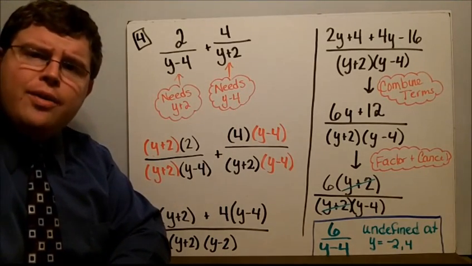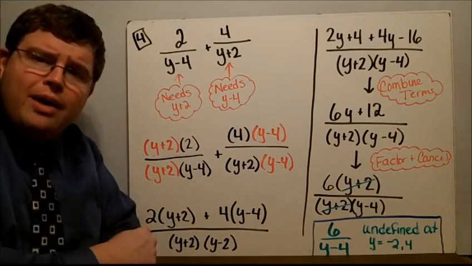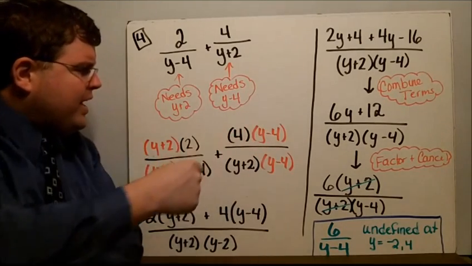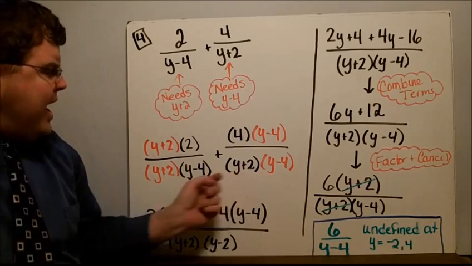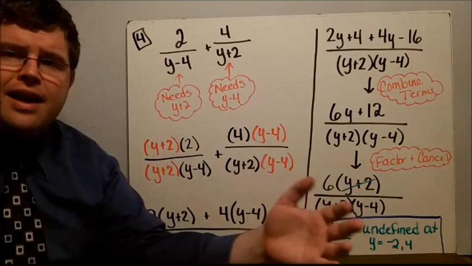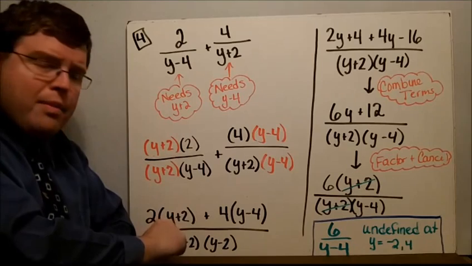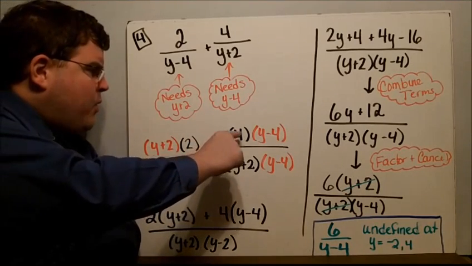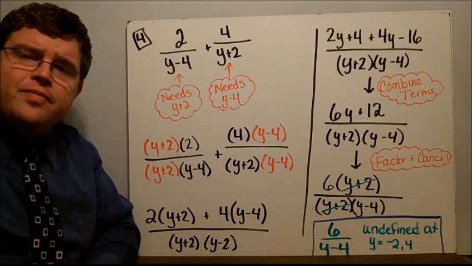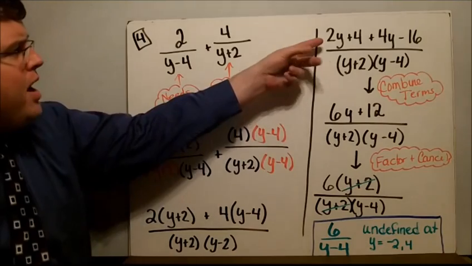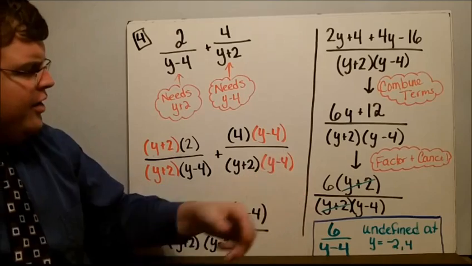And so I create a common denominator by multiplying this side by y plus 2 over y plus 2, and this side over here by y minus 4 over y minus 4. Now I have common denominators, and so I can take my fractions and push them together. I have the 2 times y plus 2 plus 4 times y minus 4 over the common denominator. Now we can use the distributive property, combine like terms, and factor.